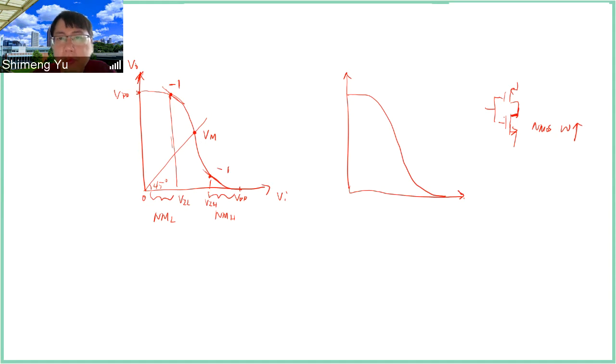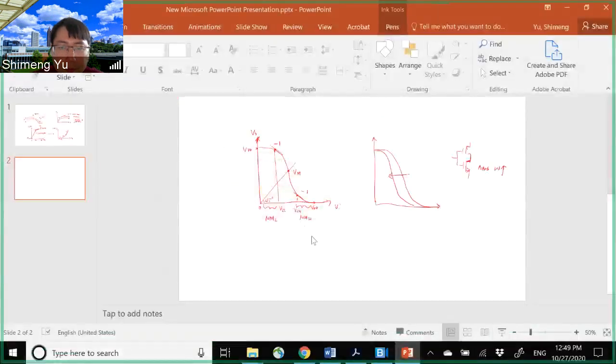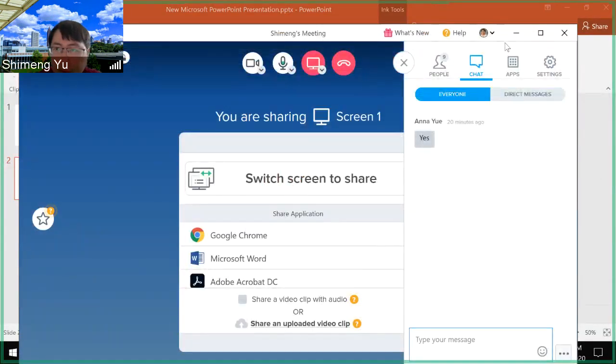So we have the rule: NMOS increase W, that means NMOS strength increases, NMOS stronger. NMOS is for pulling down the output, so it will pull down the output earlier, and then this will shift to the left. And if PMOS is stronger, then PMOS is for pull up, so this will shift to the right. So you can use that guideline to determine the shift of this VTC for the unmatched condition. So any questions here?